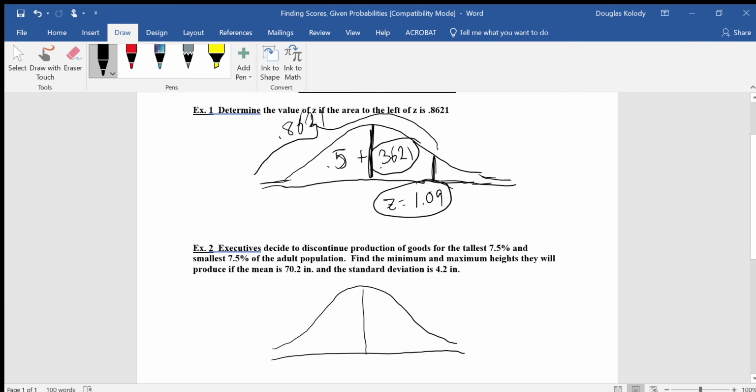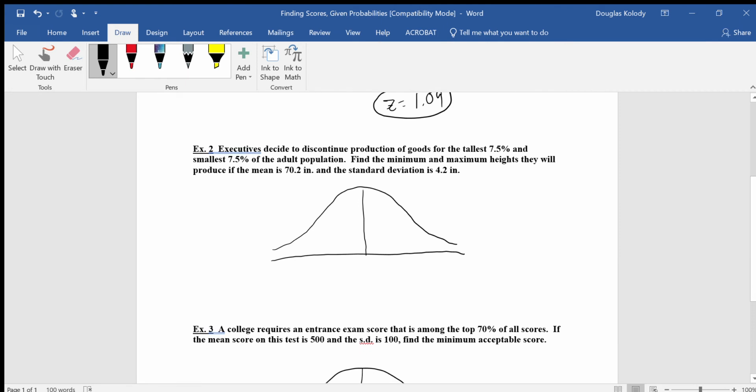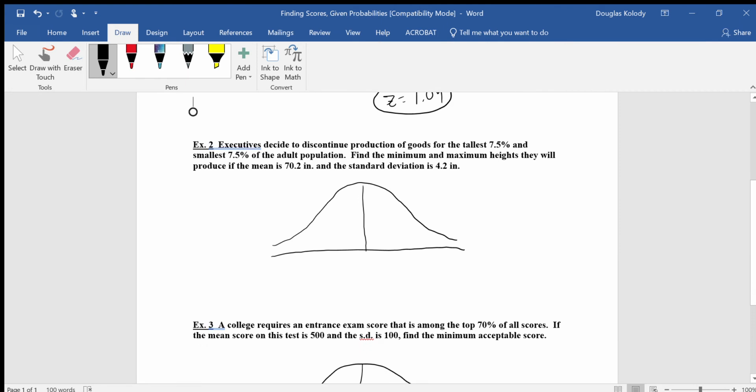Alright, so now let's get to example 2. Now we're getting into the big questions here. Executives decide to discontinue production for the tallest and smallest 7.5% of the adult population. Find the minimum and maximum heights if they will produce for a mean of 70.2 inches and a standard deviation of 4.2 inches.